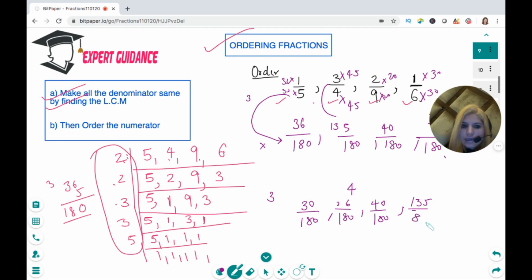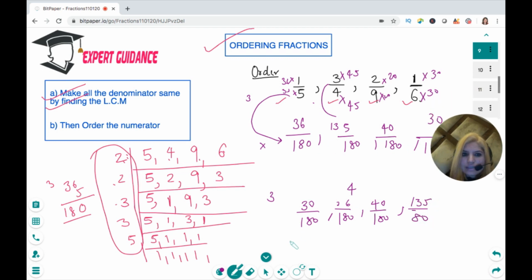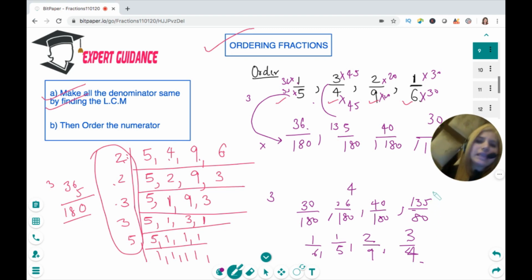Now 30 over 180 is 1/6. 36 over 180 was 1/5. 40 over 180 was 2/9, and 135 over 180 is 3/4. So I hope this is clear to you. So the thing is, you just need to find the least common multiple, make the common denominator, and then order the rest.